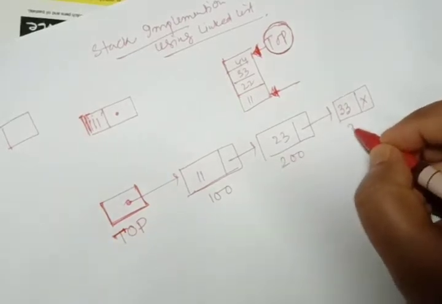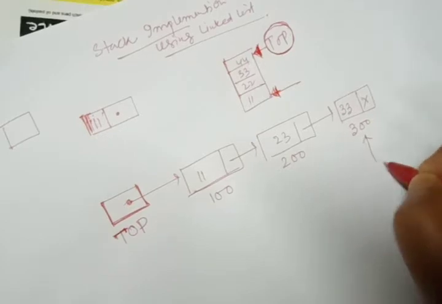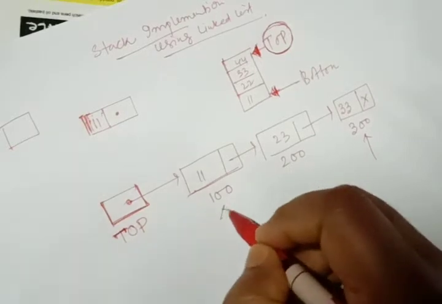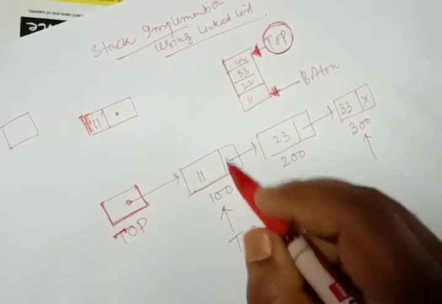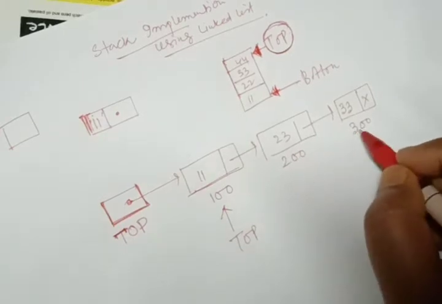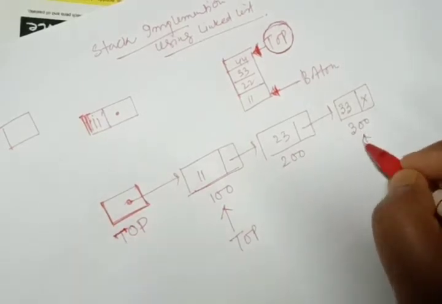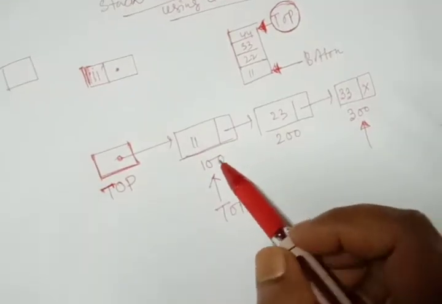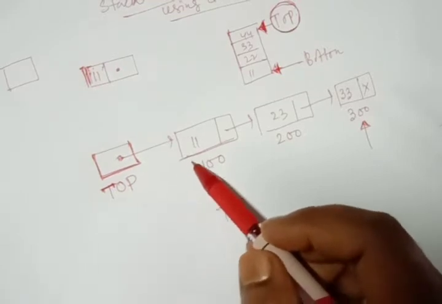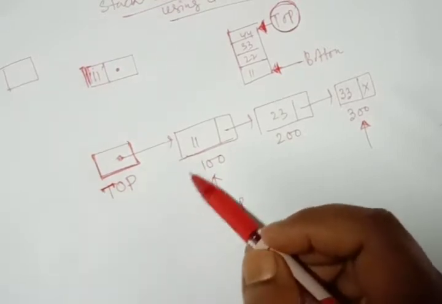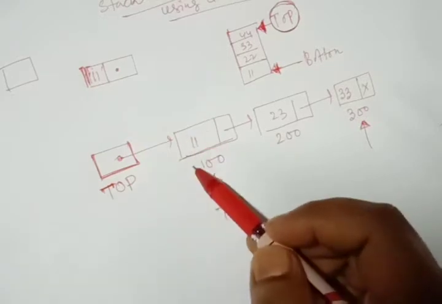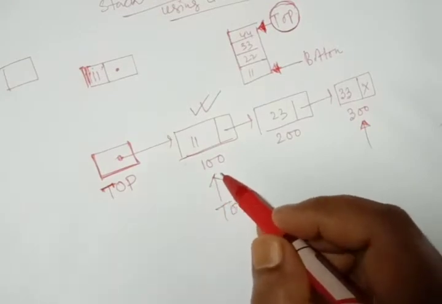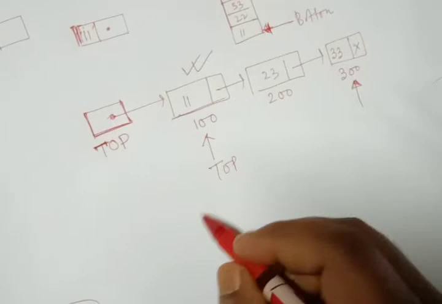Suppose these are the addresses 100, 200, 300, and this 300 indicates the bottom of the list, and 100 is the top of the list, then 200 and 300 are toward the bottom of the list. So in case of inserting a new node into the stack, we have to insert at the beginning of the list. In case of deletion, we will delete the first node from the list, because this node indicates the topmost node of the stack.